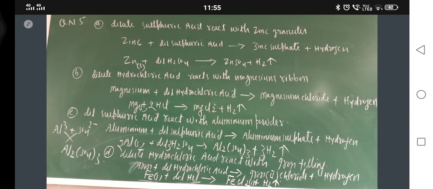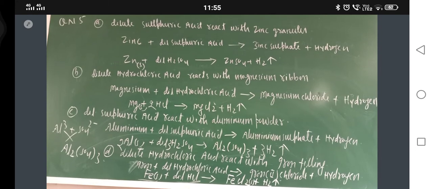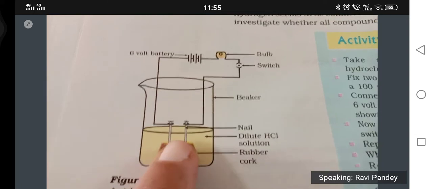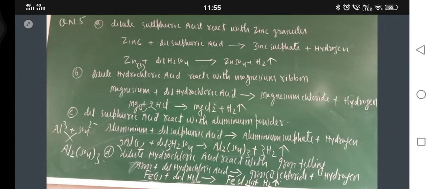Since they are not furnishing H positive ion in their aqueous solution, that is why they are not categorized as acids. Now you can prove it with the help of an activity, because the question asks to describe an activity to prove it. So you take the same activity, only in place of HCl, take glucose and alcohol. The rest of the diagram will be the same. I hope that you can do this one.